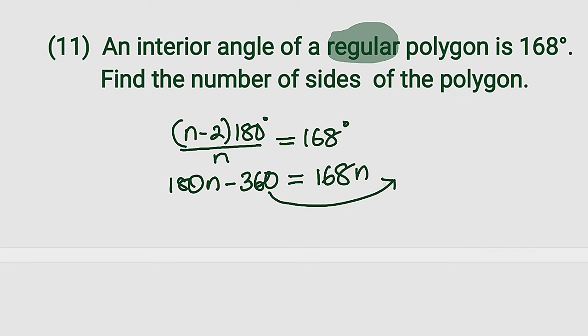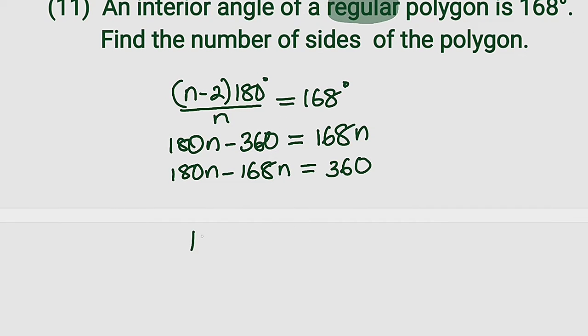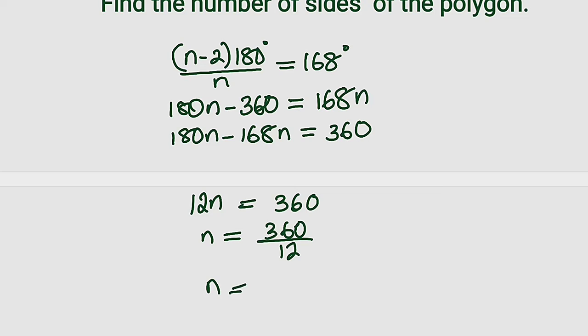You can take this one to the other side and bring this one backward. So we have 180n minus 168n, and this is equal to 360 degrees. And 180 minus 168 will give us 12. So we have 12n equals 360, and n equals 360 divided by 12, and finally n equals 30, and hence that polygon has 30 sides.